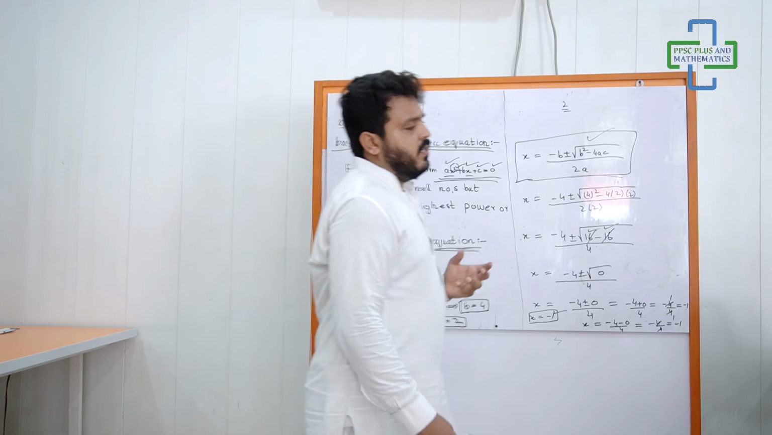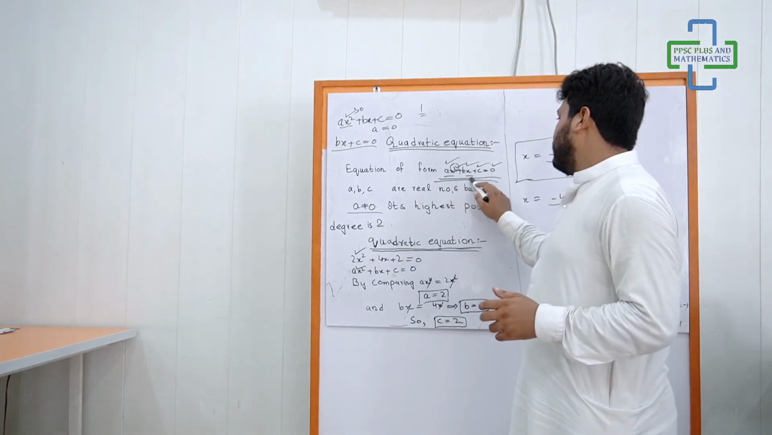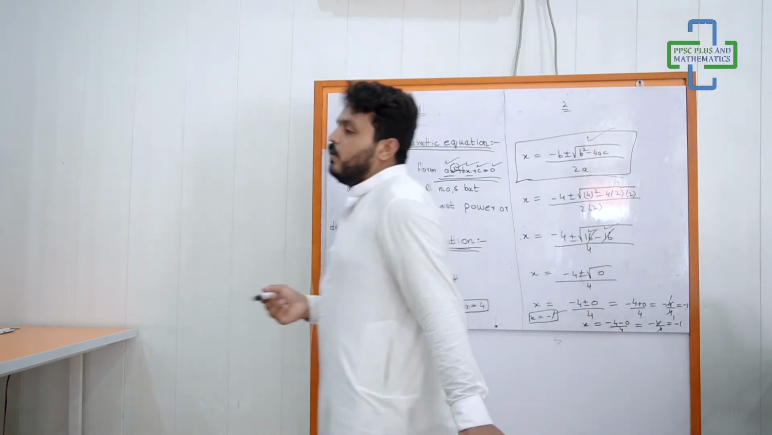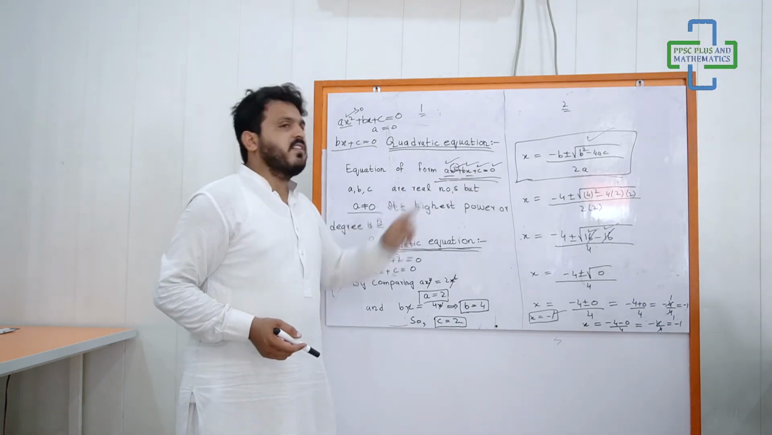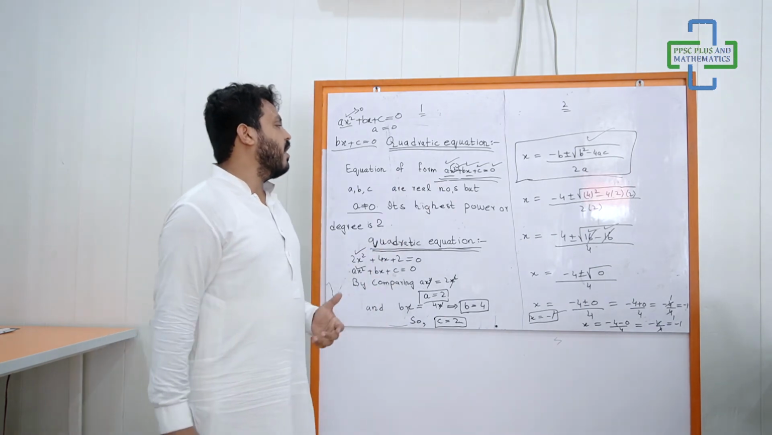The quadratic equation is an equation in which the highest power of the variable is 2. We can see that x is a variable and all others are constants. A, B, C are constants. So here is a variable x and the highest power is 2. So all the equations in this form are called quadratic equations.